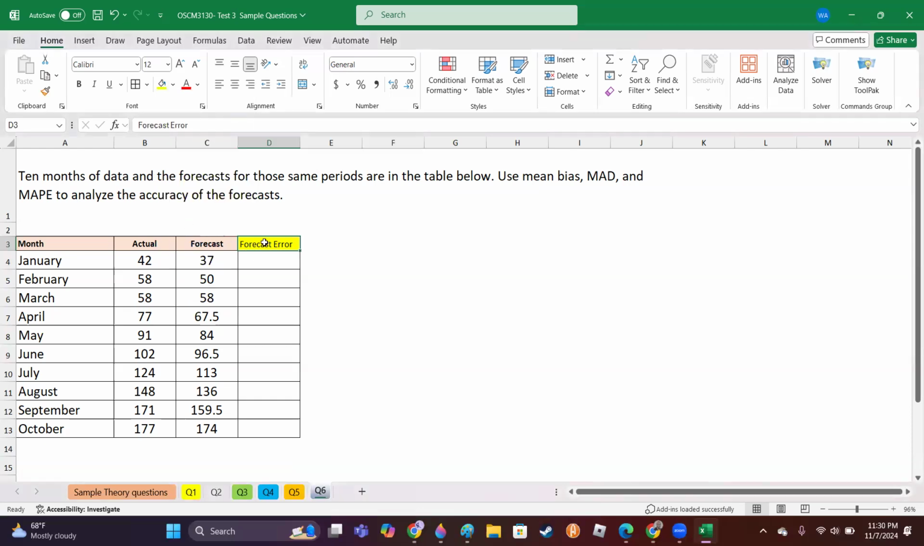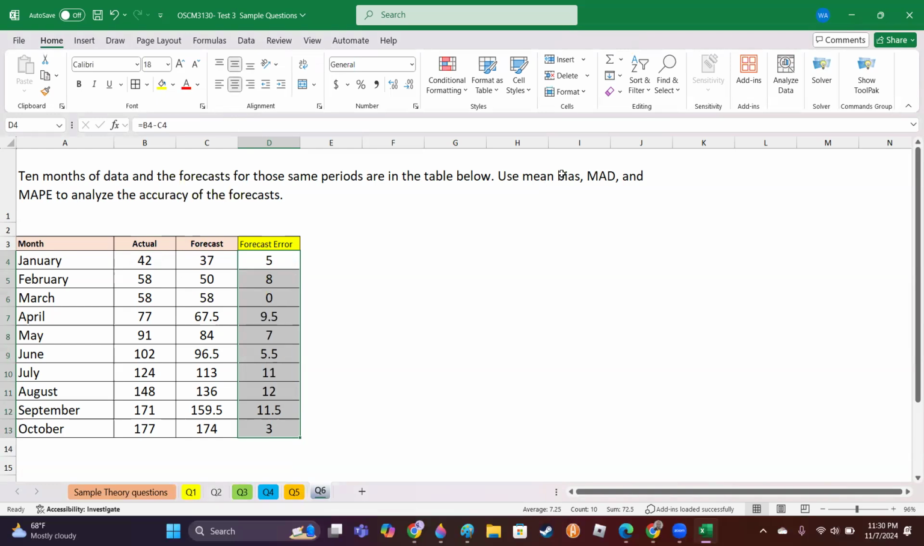Okay. So I always want to find out the difference between the actual demand and the forecast. And in this case, for January, the difference is 42 minus 37. And I'll do the same for each and every month. Okay. So that gets us our forecast error.